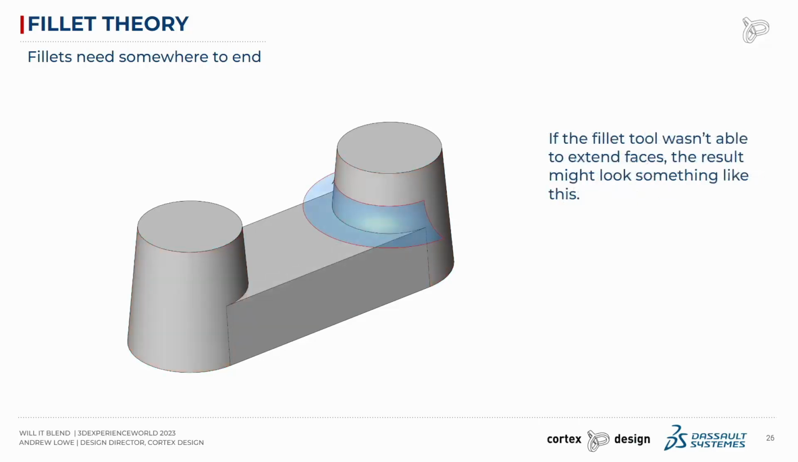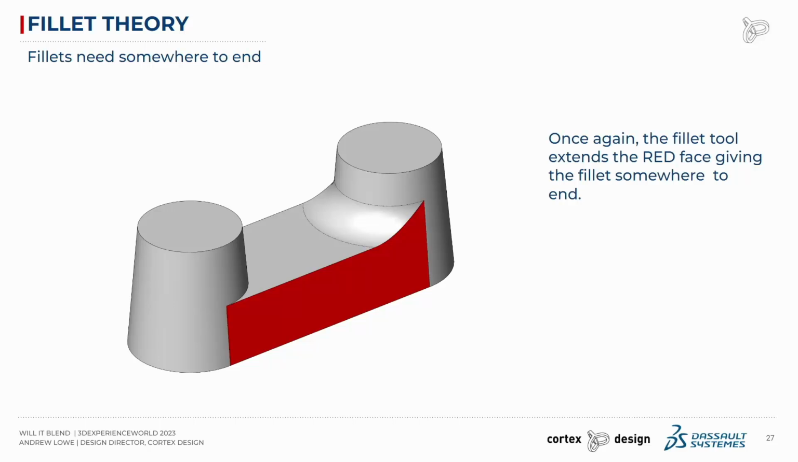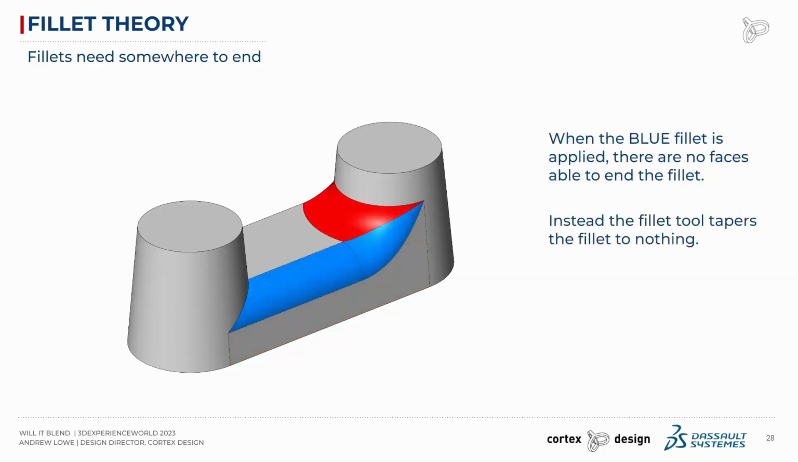Likewise, if we were to add a fillet to the intersection between the flat shape and the conical section, the fillet tool, if it wasn't able to extend faces, might give us something like this, where this fillet shape runs off the edge of the part. But once again, the fillet tool is smart, and it's able to extend that face to give you somewhere for the fillet to terminate. The fillet tool is also smart when you're adding different fillets onto each other. It's able to taper existing fillets and provide a transition.